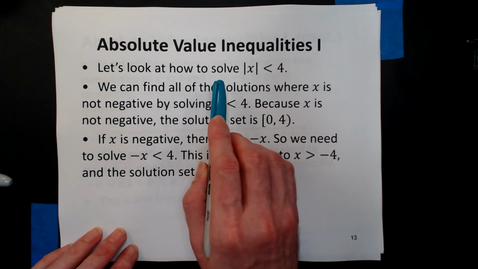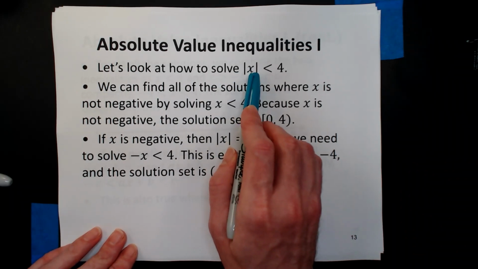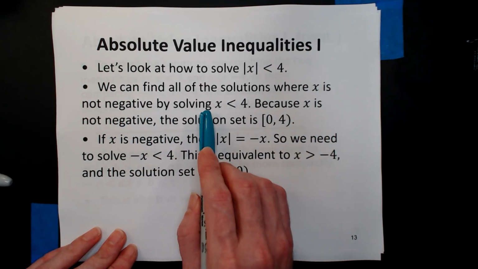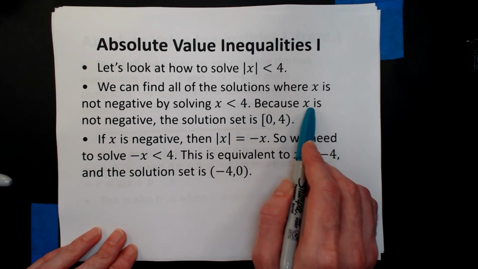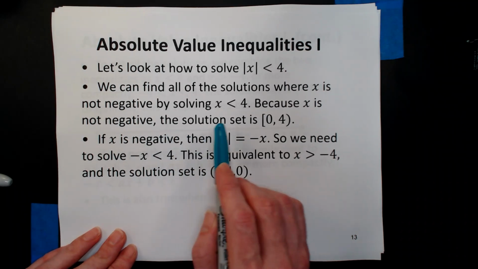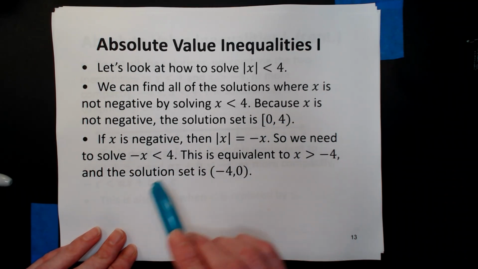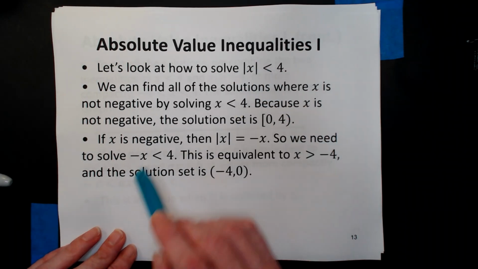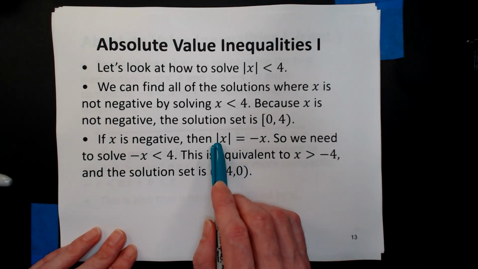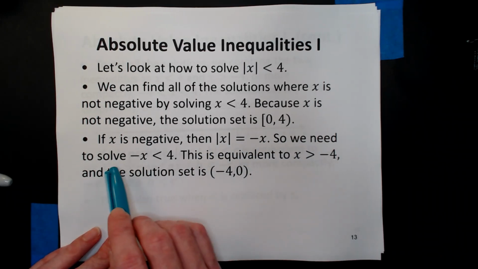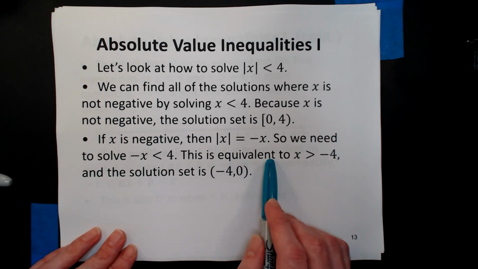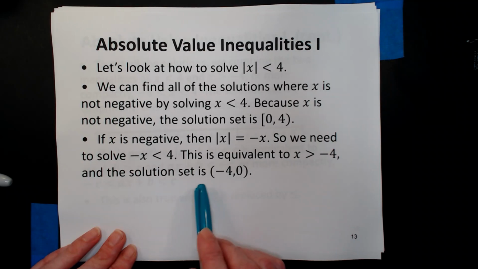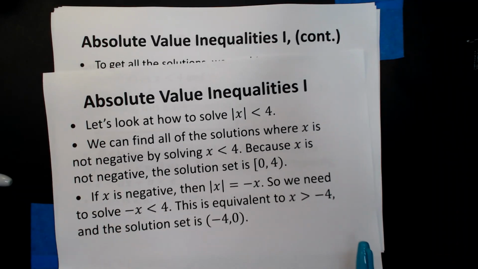So now let's look at how we solve absolute value inequalities. Here we have the absolute value of x is less than 4. We can find all the solutions where x is not negative by solving x is less than 4, because x is not negative. The solution set is 0 to 4. If x is negative, then we'd have the absolute value of x equals negative x. So we need to solve negative x is less than 4. This is equivalent to x being greater than negative 4, and the solution set is negative 4 to 0.